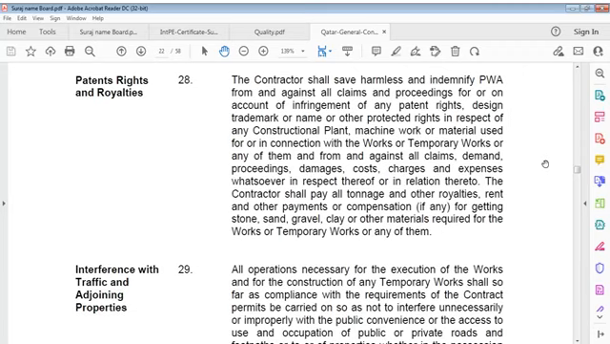Contractor shall save harmless and indemnify against infringement of every patent rights, design, trademark or name or other protected rights in respect of every construction plant, machine work or material used for or in connection with works or temporary works, or either of them, and from and against all claims, demand, proceedings, damages, cost, charges, and expenses whatsoever in respect thereof. And other royalties, rent and other payments or compensation.